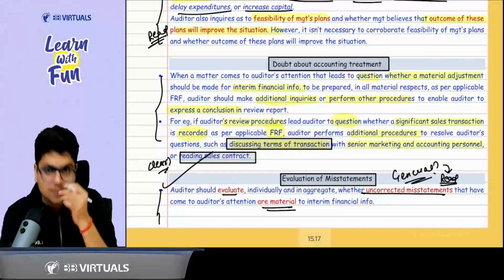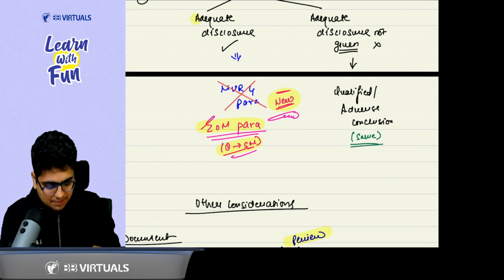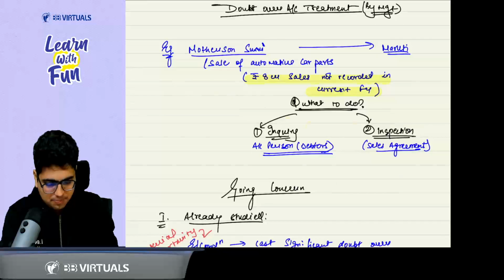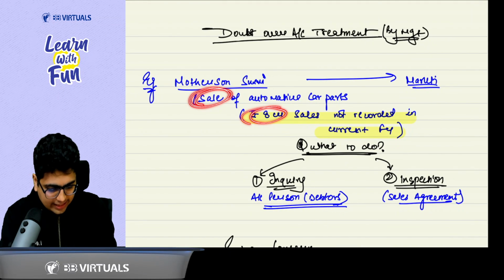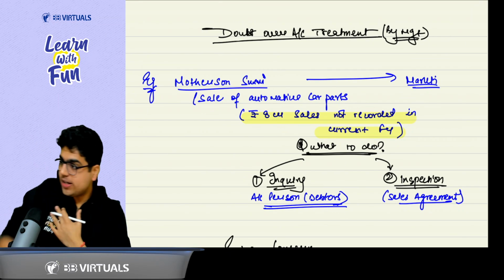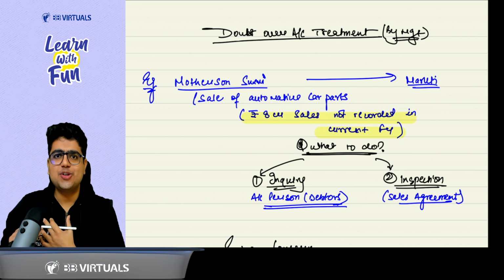Now, sir, sometimes you may have a doubt about the accounting treatment. What was the example we discussed in this case? Motherson Sumi. In case of Motherson Sumi, what did I find? Sir, there was a sale of 8 crores which was not recorded. What did I do in case I found a sale of 8 crore not recorded?